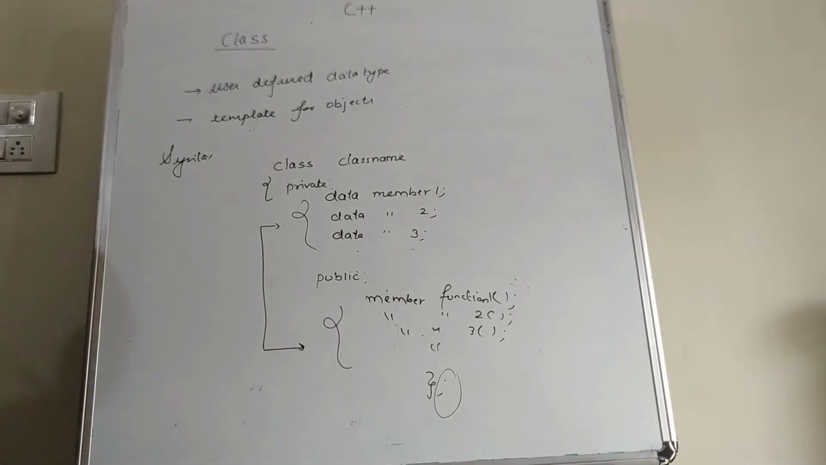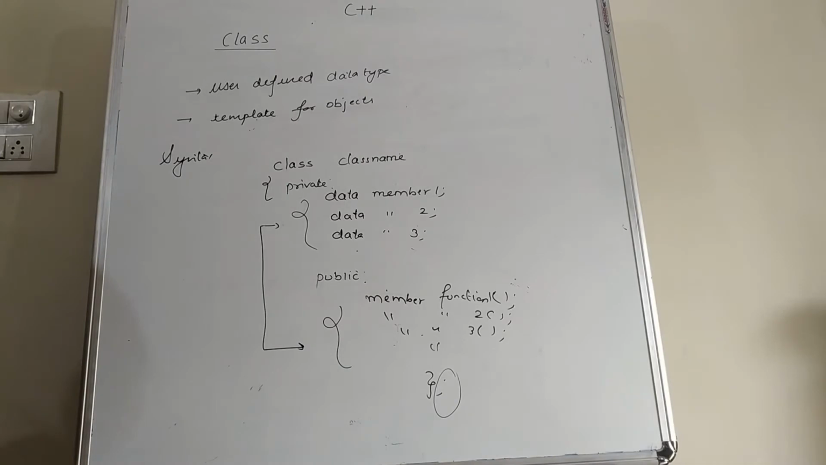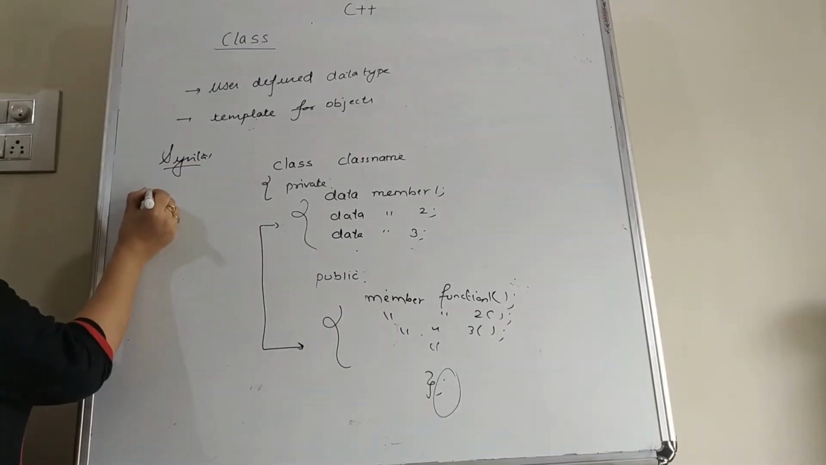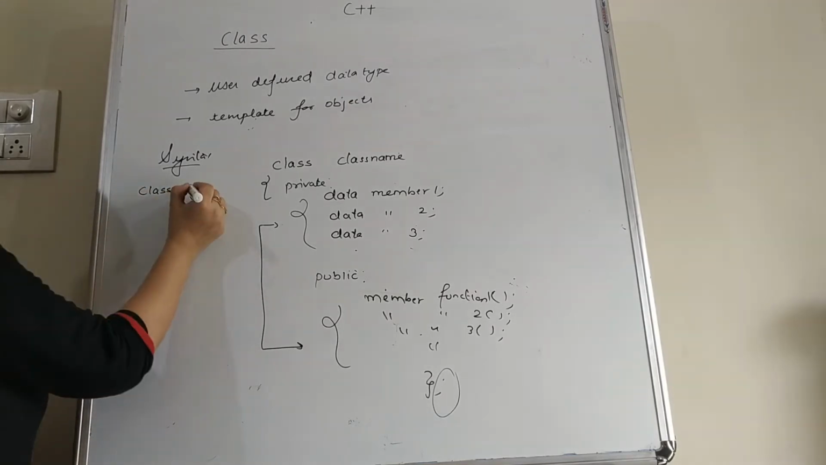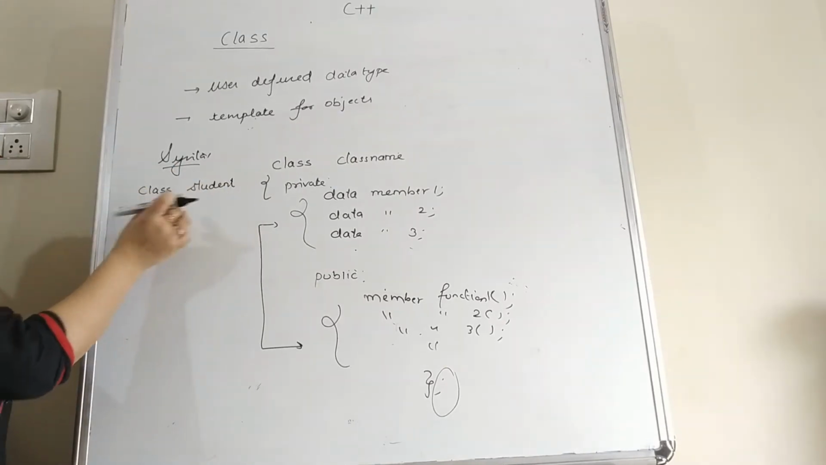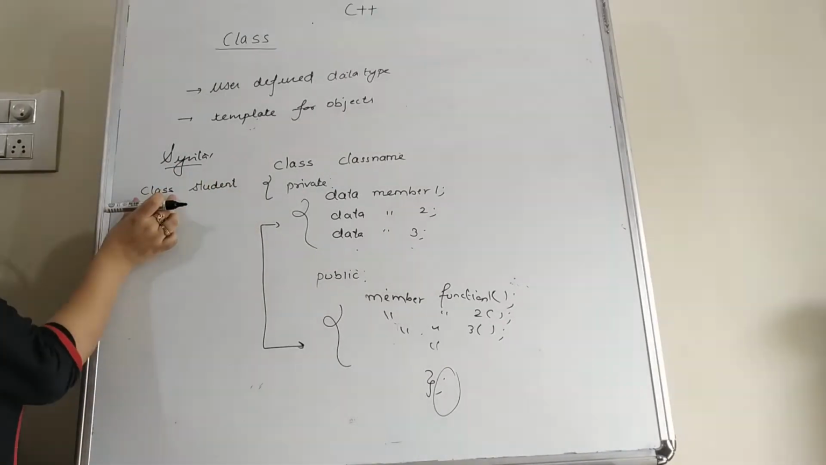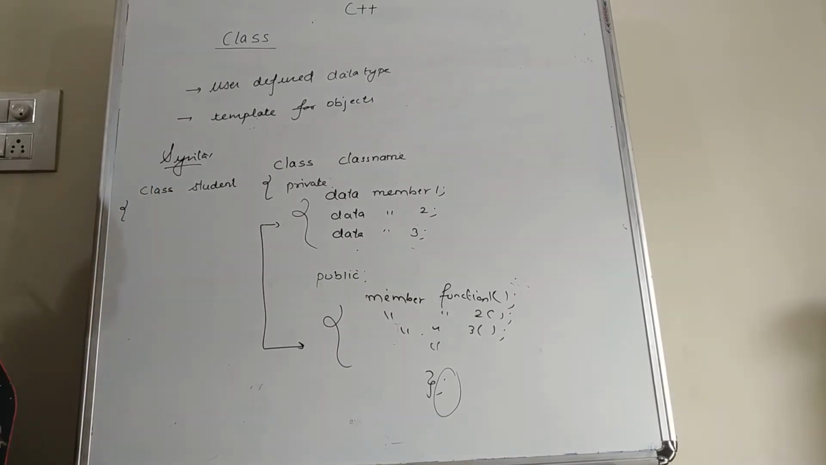Now we can see with the help of an example how we can declare the class. So this is the class declaration. Now students, suppose we have a class with the name student. So here we write the name of the class, student, and the keyword to declare the class is class. Now we can start with the curly brackets.